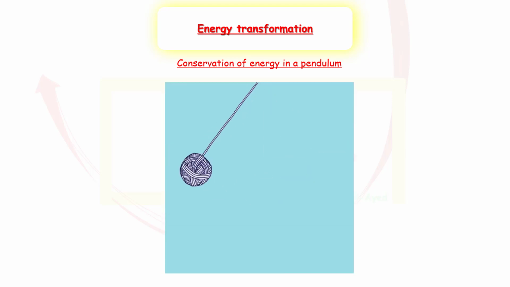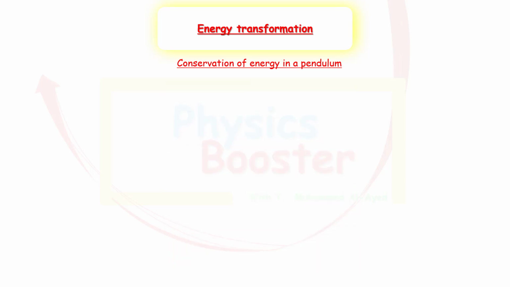Now, what is a pendulum? A pendulum is simply a fixed mass on a string or a rope that can swing freely, as seen right here in this picture. So this is a simple pendulum. We will be studying the energy transformation and how the mechanical energy is conserved in this simple pendulum.